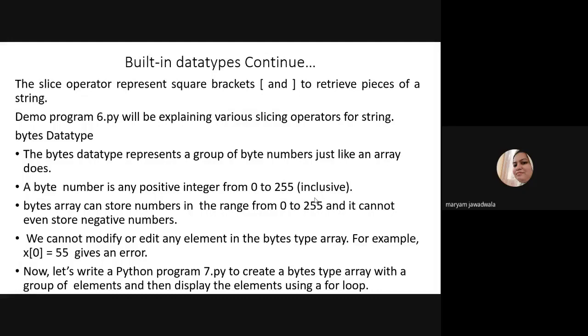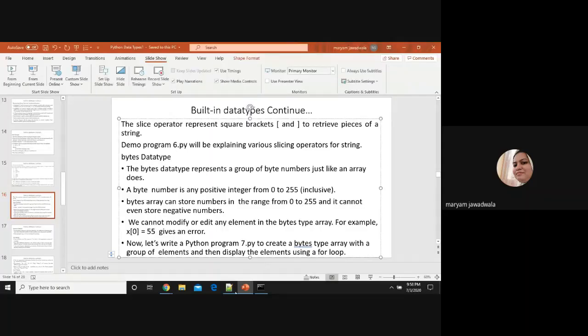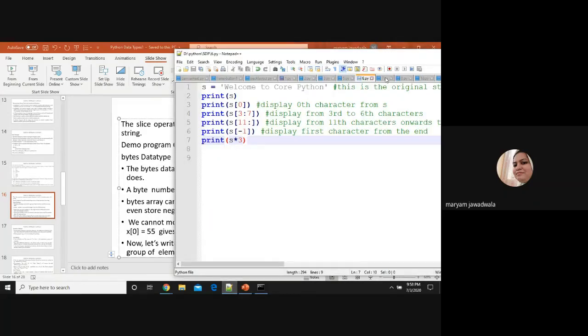And one more important thing, we cannot modify or edit any element in the byte type array. For example, suppose I'm writing x0 is equal to 55, means I'm changing the first element to 55, then the system will give you an error, right? So this is just a read only array, right? So next demo 7.py will create a byte array with a group of elements and display it using the for loop. We'll stop this presentation for some time and move to the demo part, right? 7.py I will show you now.